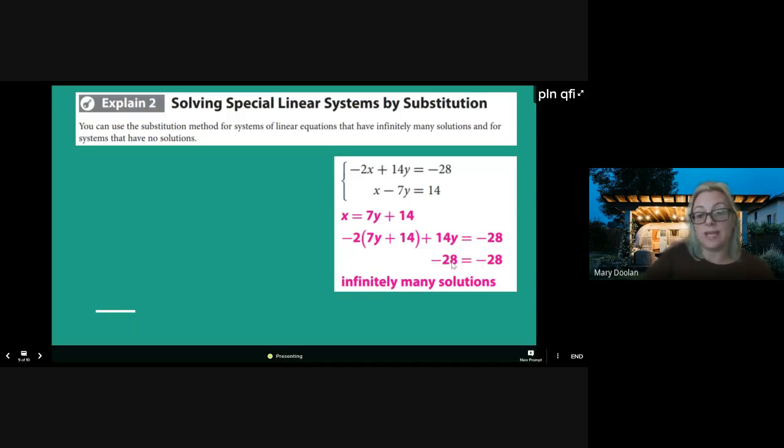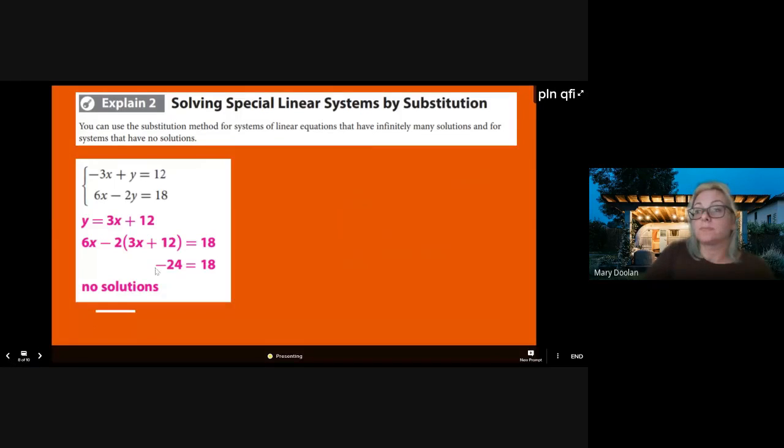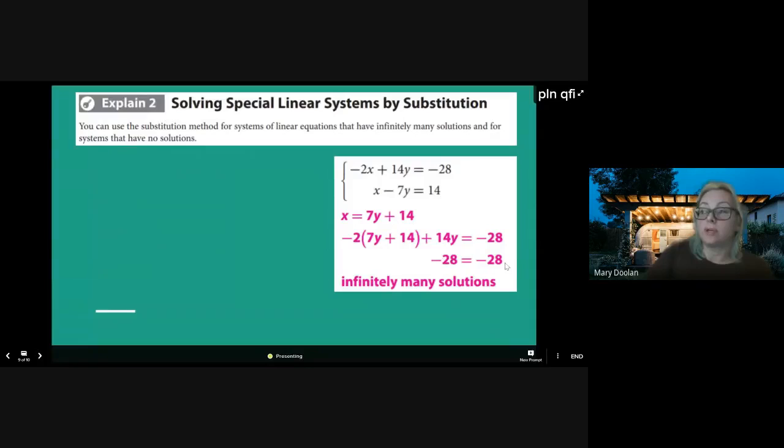So -28 equals -28. On the last one, two different numbers means no solution. If you get a number equal to itself, then that tells you there are infinitely many solutions. And that's what the solution is. You actually write that out.